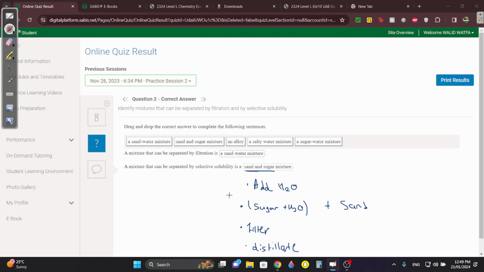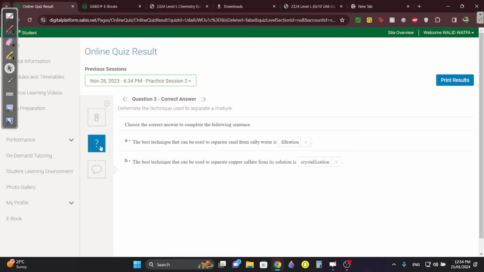Okay, that's how you separate. That's what selective solubility is. It's when you add a solvent, when you add something, when you add water, sometimes you add ethanol.